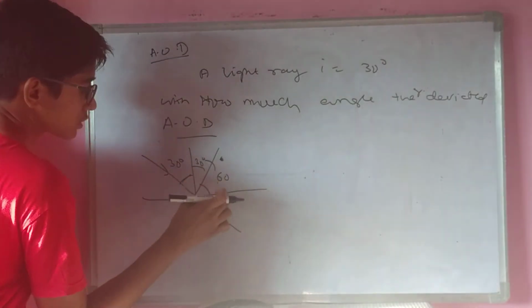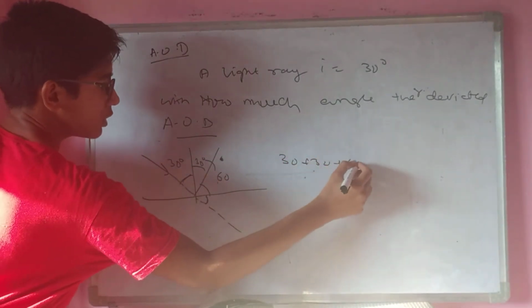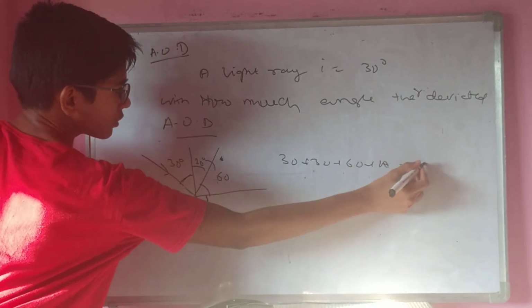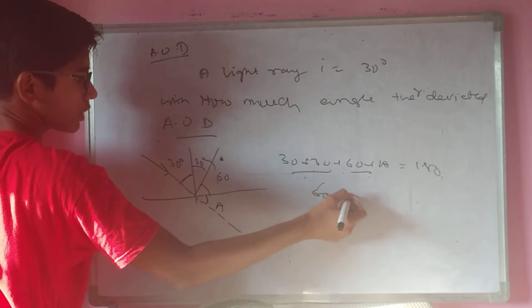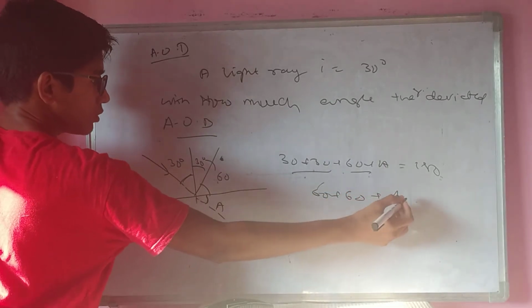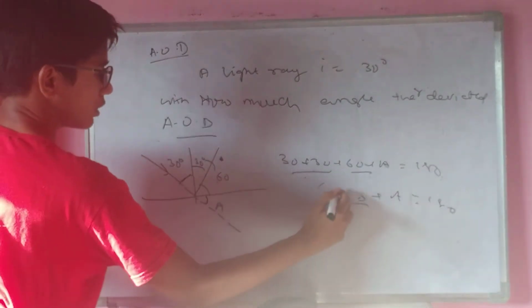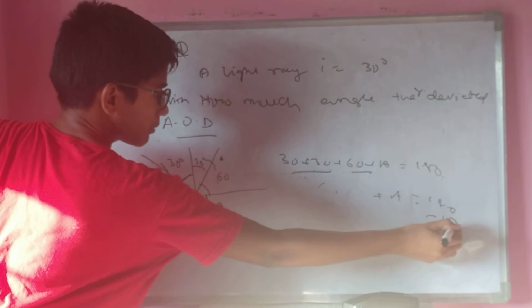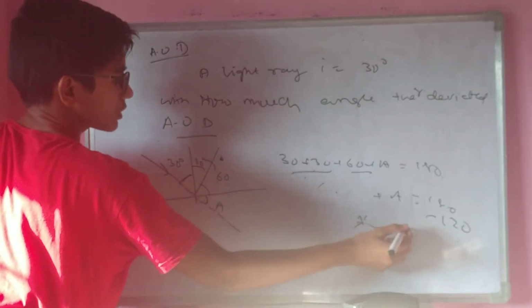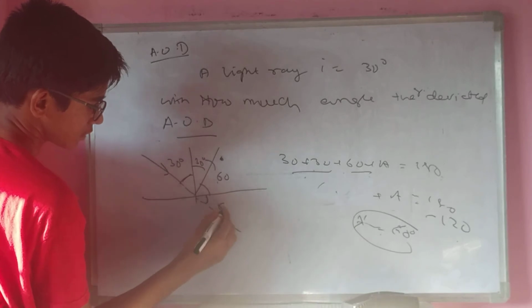This plus this equals 180. That means 30 plus 30 is 60, plus A, I am considering equal to 180. I am considering this angle to be A. 60 plus 60 means 120, equal to 180. The 120 I am sending to the other side. A equals 180 minus 120, which means 60. So I got this to be 60.